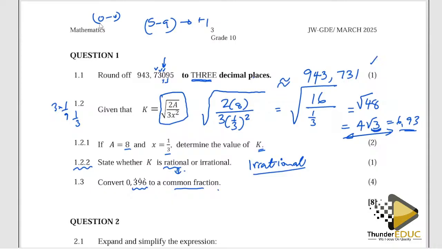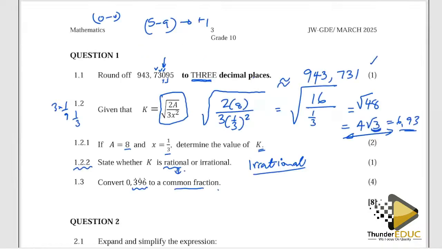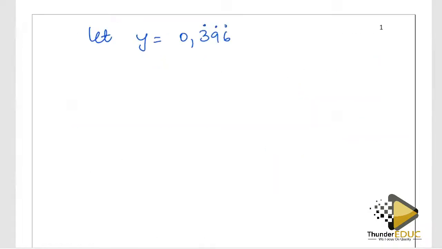I'm going to write it this side since I have space this side. So I will say let y be equal to 0.396 recurring. Let's check the number, 0.396, that's correct. Let y be equivalent to that. That's going to be 1 mark for us.